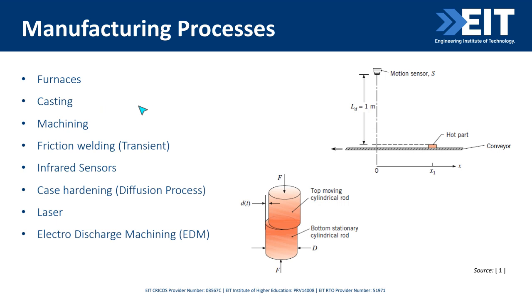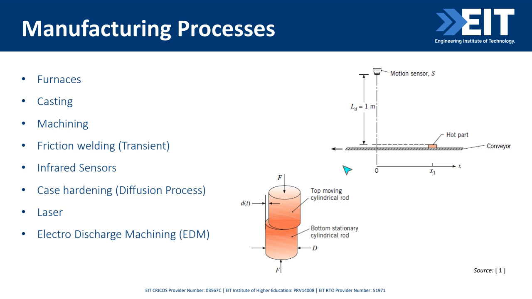Machining, cutting, thermal fluid or cooling a particular machined component or removing the heat, that is also a part of heat transfer. Friction welding or spot welding: when we rub two surfaces together, heat is generated and that heat is sufficient to weld them together. That's friction welding.